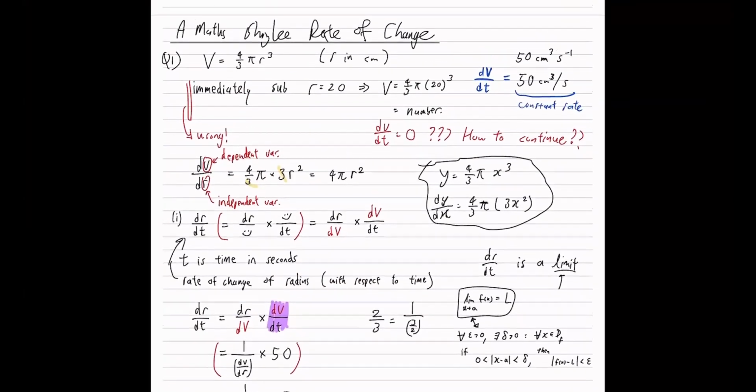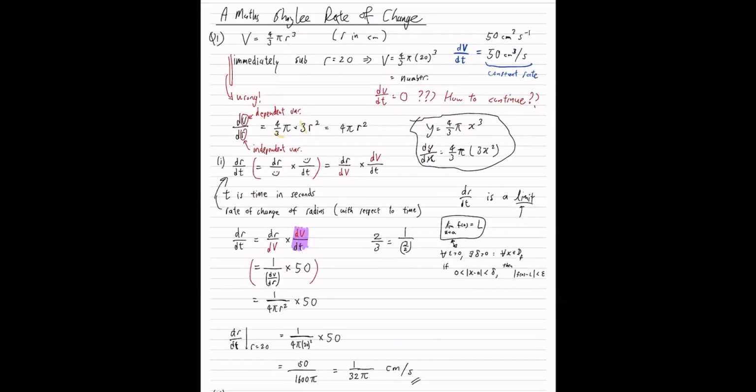Let me just summarize what we've done so far. First step is, maybe I use a different color. I'll use, I don't know, pink. Okay. First step is you identify volume, because you have a sphere, right? And they say cm³ per second, so you think of volume. So you write down the formula.